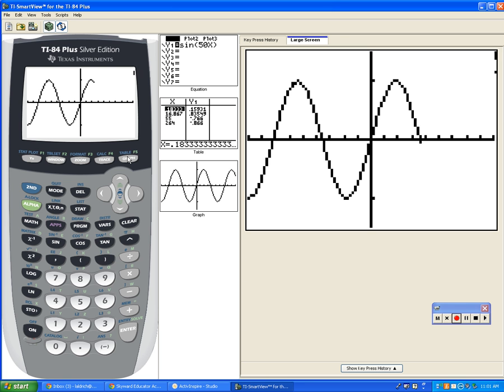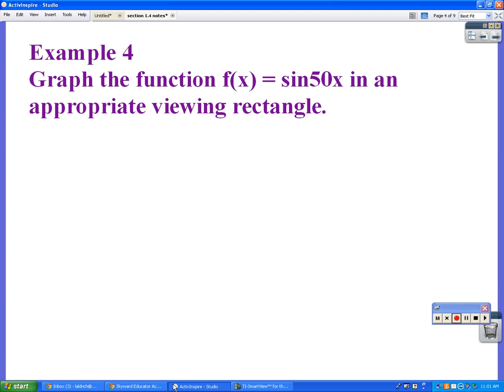Yeah, you get even a different sort of thing going on there. So you need to always think about what's going on when you graph something.